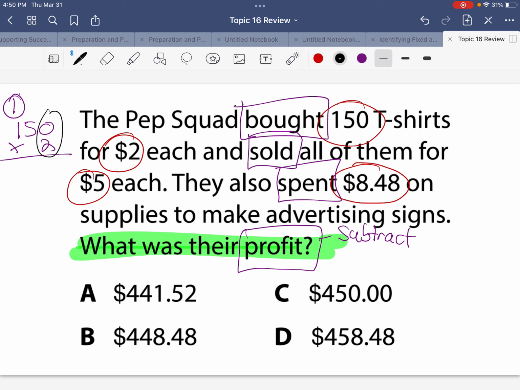0 times 2 is 0. 2 times 5 is 10. Carry my 1, drop my 0. 2 times 1 is 2, plus 1 is 3. Okay? So that means that they spent $300 on these t-shirts. Okay, $300, and I'm going to put t-shirts.